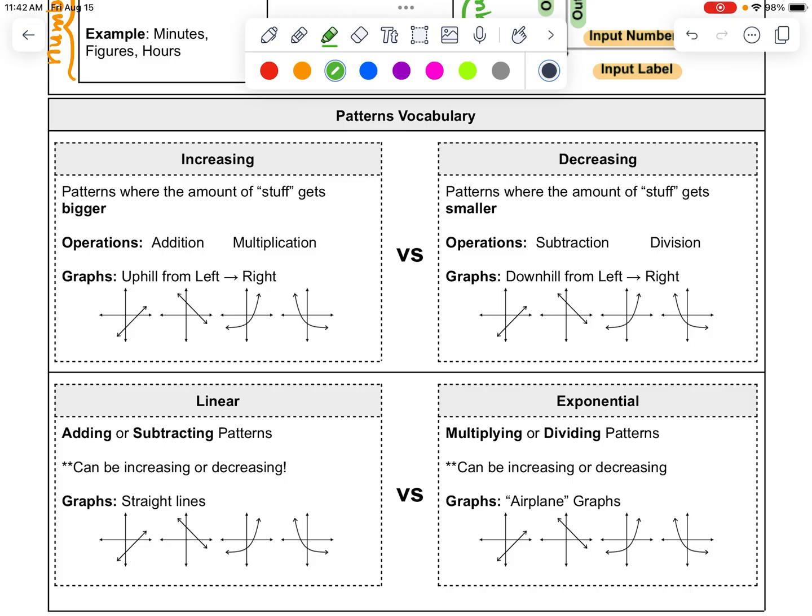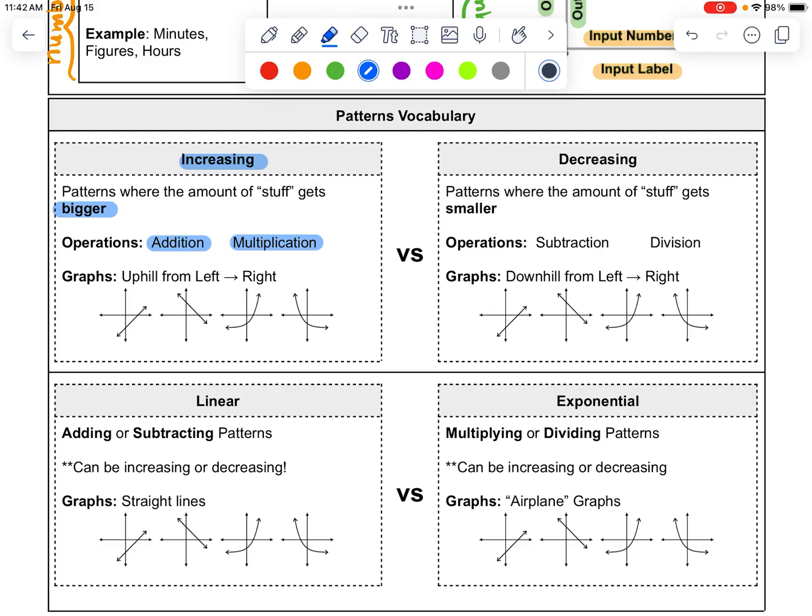So let's start with increasing. An increasing pattern is what we have when the amount of stuff in the pattern gets bigger. We're adding or multiplying more and more and more each time. Whenever you have an increasing pattern, your operations, if I said how much is this changing by, are always going to be addition or multiplication. Those are going to be operations that make our numbers get bigger.